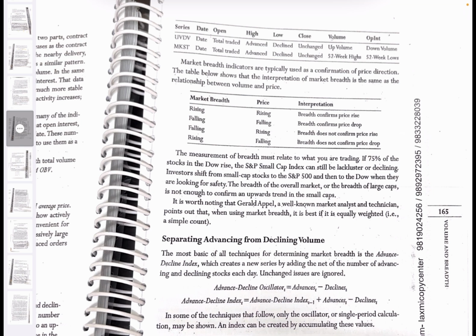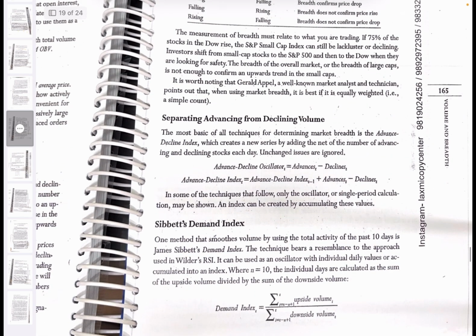The third case is the advances are falling, but the price is increasing. That means that the price is not confirmed by the breadth. The fourth one is that the breadth is rising, which means advances are increasing, but the price is falling. So in that case also, breadth does not confirm the price drop. So this is how you are going to use the market breadth with respect to the price.